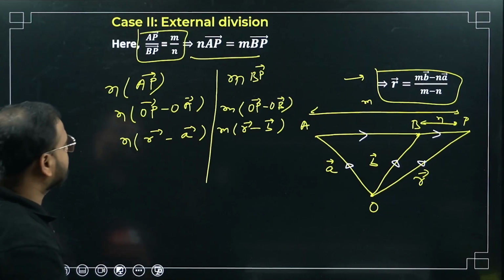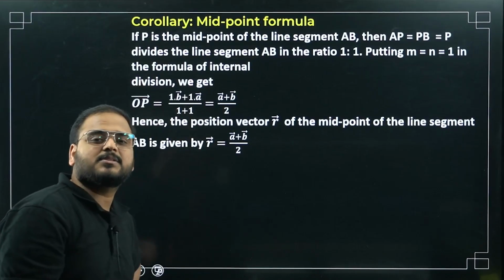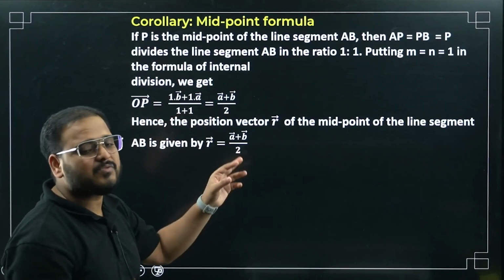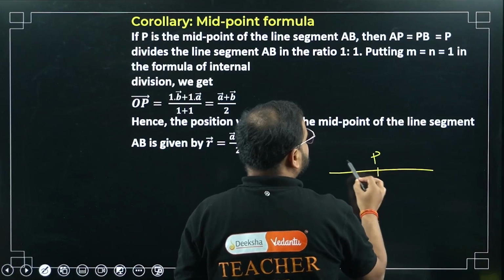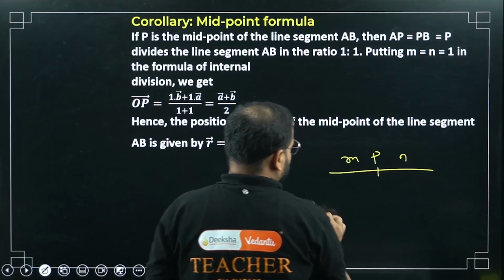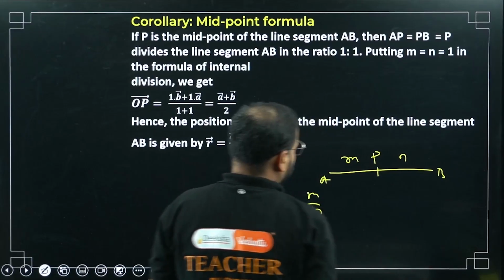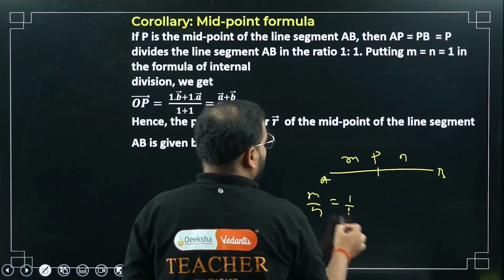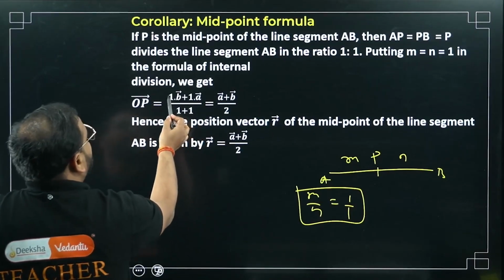Okay, so let's move on. Corollary, midpoint formula, very simple. Same thing. In this case the section is what? 1:1. The section, that means the P which is creating the section over here, P section was what? M is to N, right? This was for point A, this was point B. This M is to N is what? 1:1. Okay, so I can just substitute M as 1, N as 1.